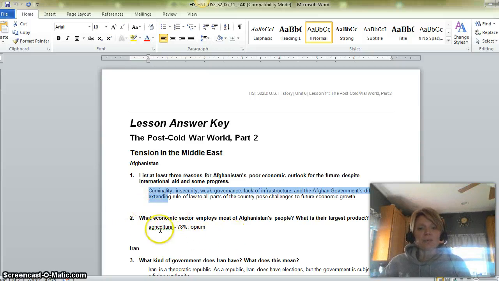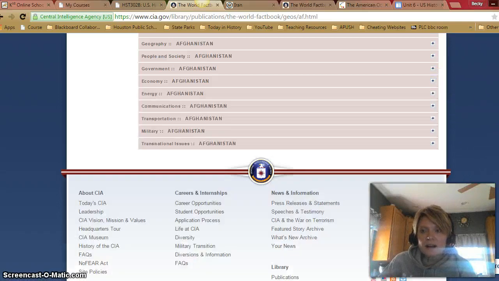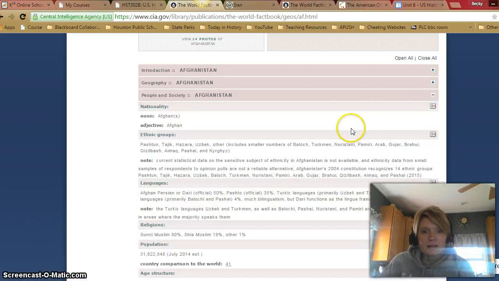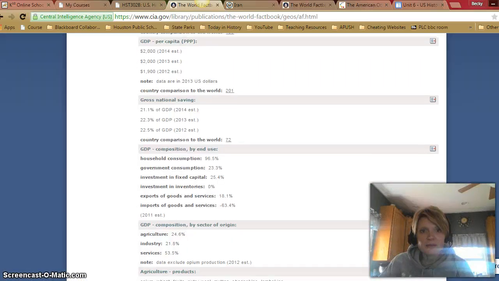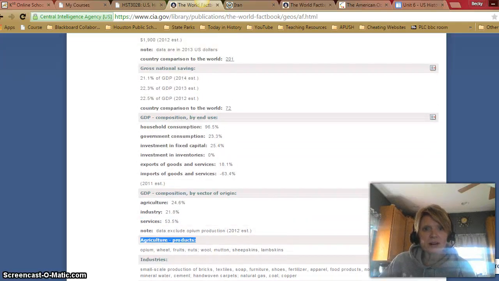And then what economic sector employs most of Afghanistan's people? What is their largest product? And if we go, we see the answer here says agriculture, 78% of them, and opium, interestingly enough. So if we look at their economy, we already looked at that, not people and society. Well, maybe it's further in the economy. We didn't go all the way down. Okay, agriculture, products: opium, wheat, fruits, nuts, wool, mutton, sheepskins, lambskins. So that's where you get that information.